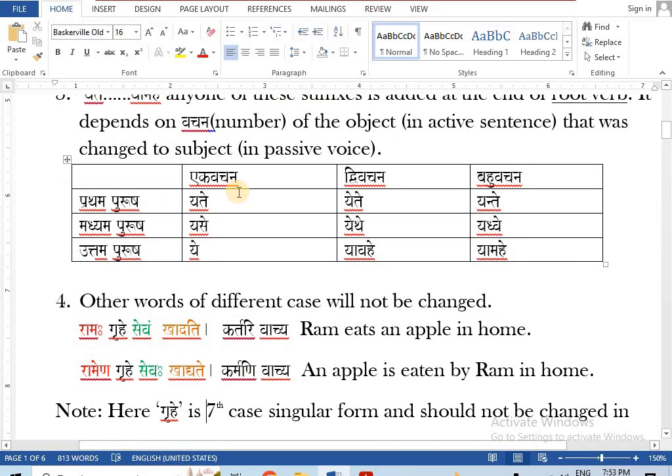Similarly, in place of these suffixes, in future tense, you have different suffixes. Check.